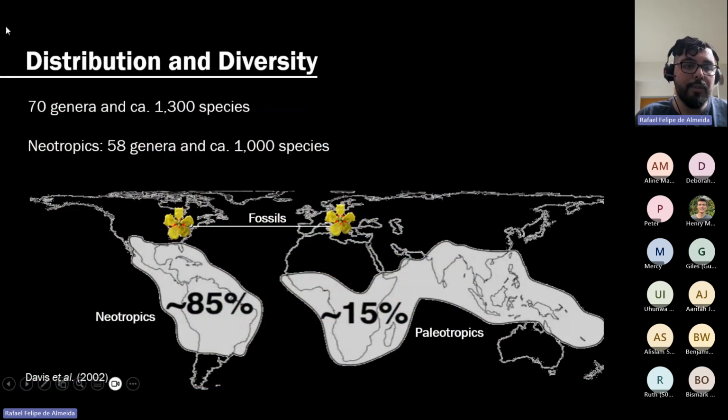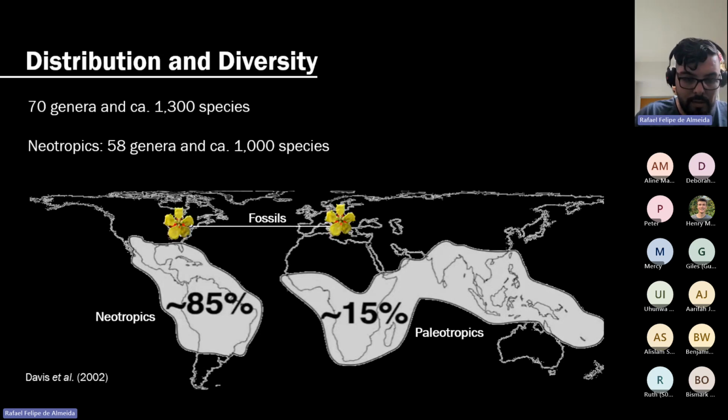So the distribution and diversity of Malpighiaceae nowadays: the family is currently divided into 70 genera and around 1,300 species. The neotropical region here in the American continent is the center of diversity of this family, with 58 genera and about 1,000 species occurring only in this continent, and 15% of the remaining diversity of the family occurs in the Paleotropics, which comprise the tropics of Africa, Asia, and Madagascar, and a little bit of Australia.